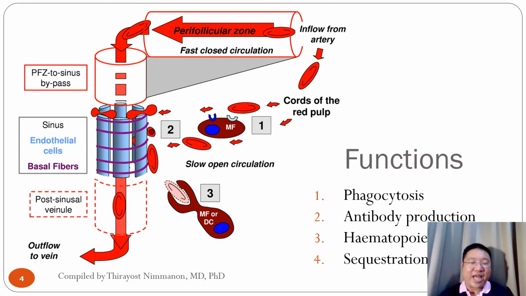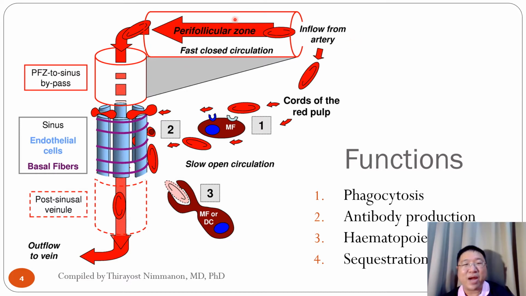In the spleen, there are two circulations. The fast one, or closed circulation, and the slow one, or open circulation. In the fast one, the blood that enters the spleen will go through quickly to the vein, so there is no filtering.